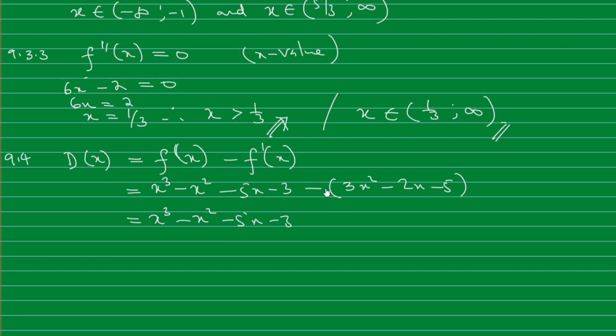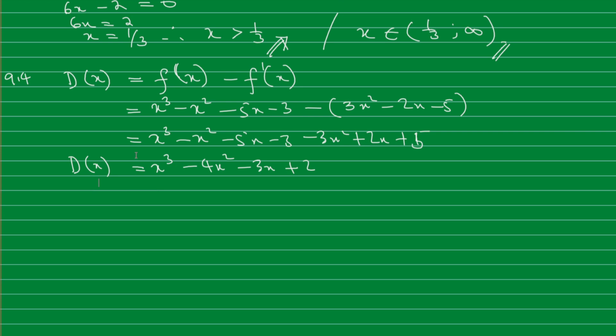This one, this is a negative 1 multiplying in here with minus 3x squared, positive 2x, positive 5. Okay, collect like terms, that will give us x to the power 3, then negative x squared, negative 3x squared, that will be negative 4x squared, the 5, that will be negative 3x, and that will be positive 2. So this is the expression that gives us the distance between the function f and its derivative.